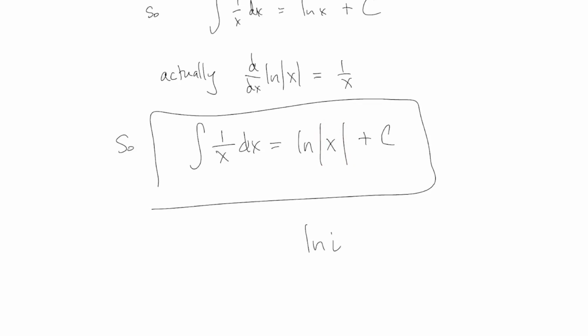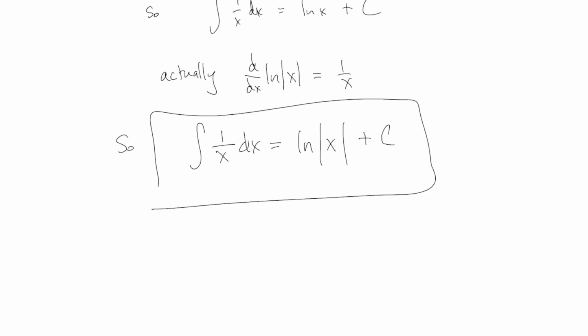Don't say "ln of ixi." Nobody has ever said that. Was there anyone out there who thought those were capital I's, even though I said absolute value every time? I never said "ixi." No, nobody would ever do that. All right, enough of that.